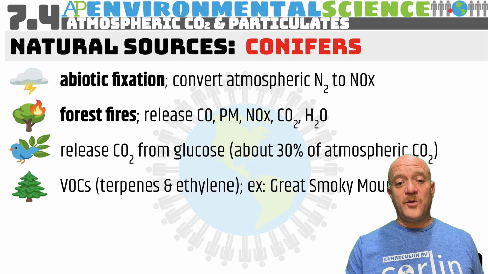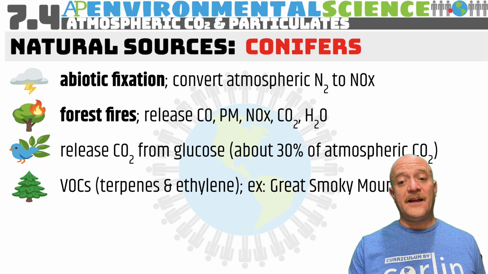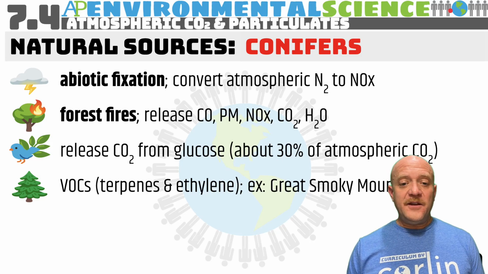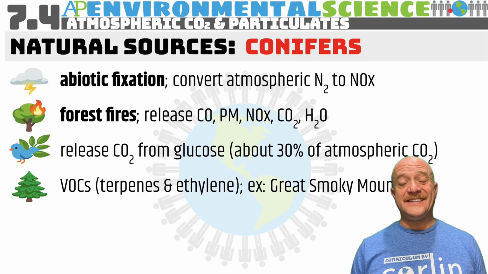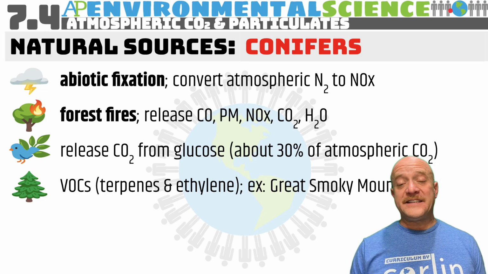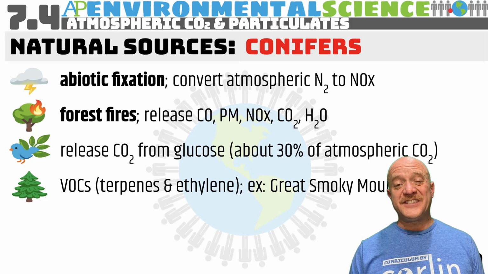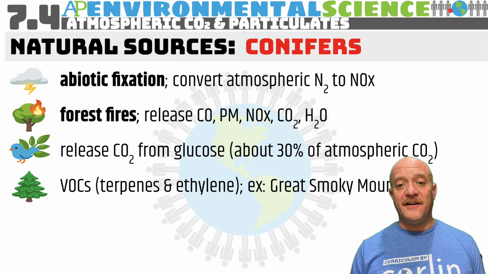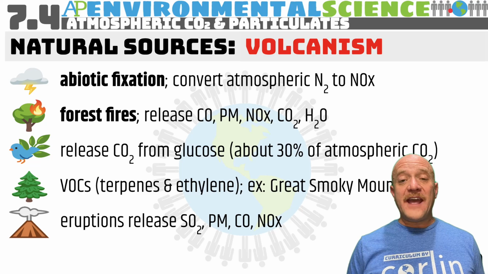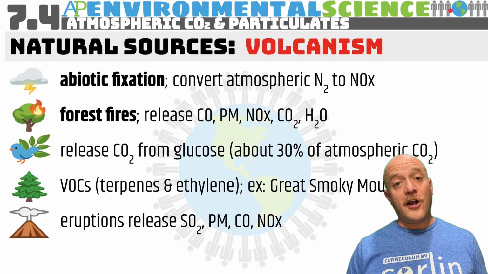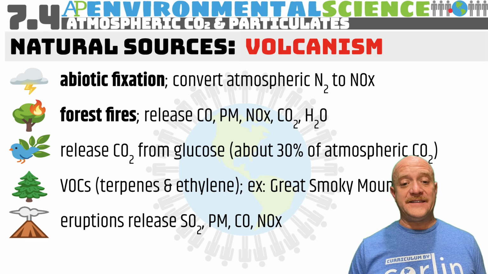And conifers or evergreen trees can release volatile organic compounds in the forms of terpenes and ethylene. You don't have to know terpenes and ethylene. They're just examples of volatile organic compounds. An example of this is the Great Smoky Mountains. They have this haze over them, and that is because of the formation of tropospheric ozone naturally. And volcanic eruptions can release sulfur dioxide, particulate matter, carbon monoxide, and also NOx's.